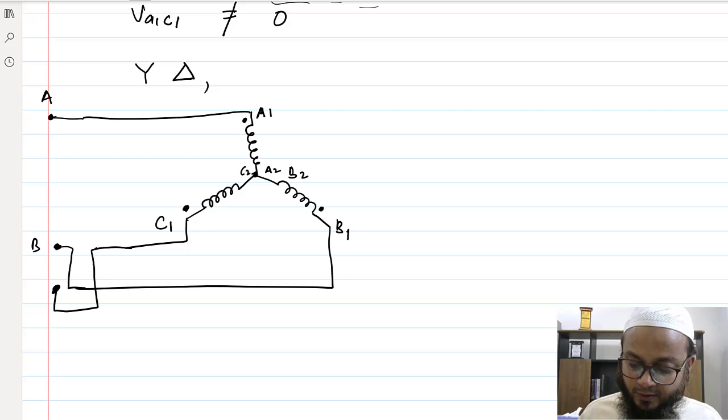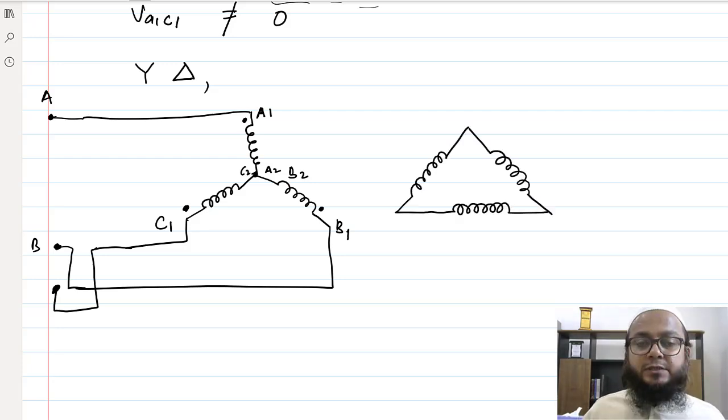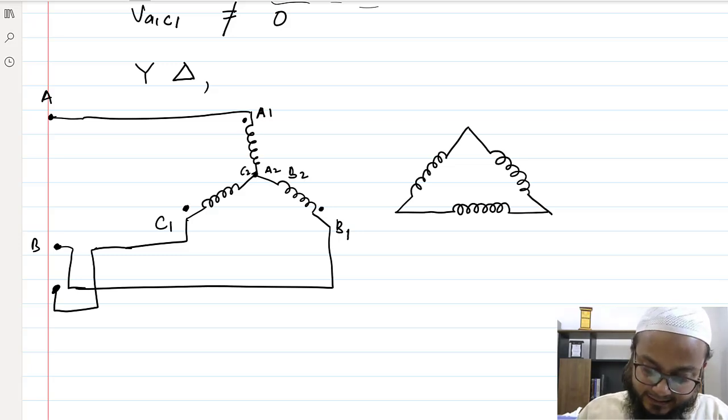Let's try to make it for the delta connected one as well. The secondary side of the transformer has been made delta connected. Let's say this is A1, because we were tapping power from A1. So A1 here, this is A2, and this is B1.